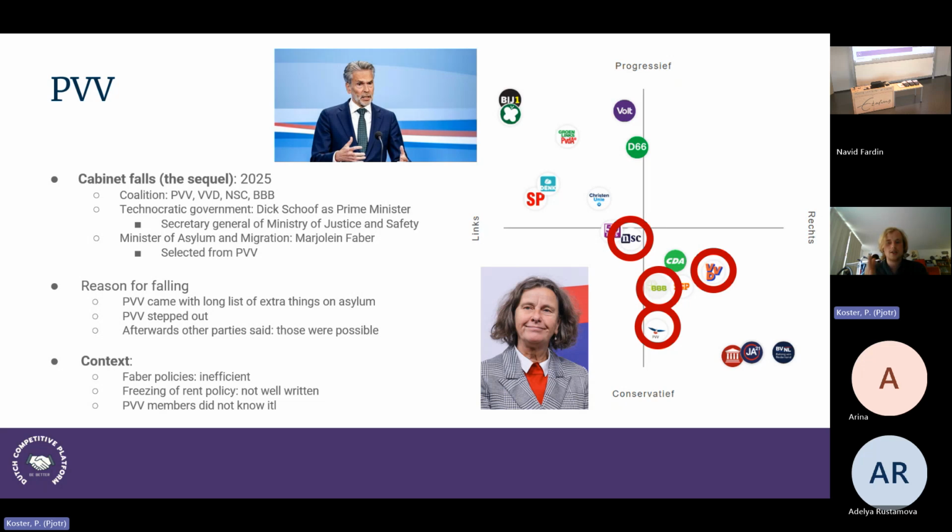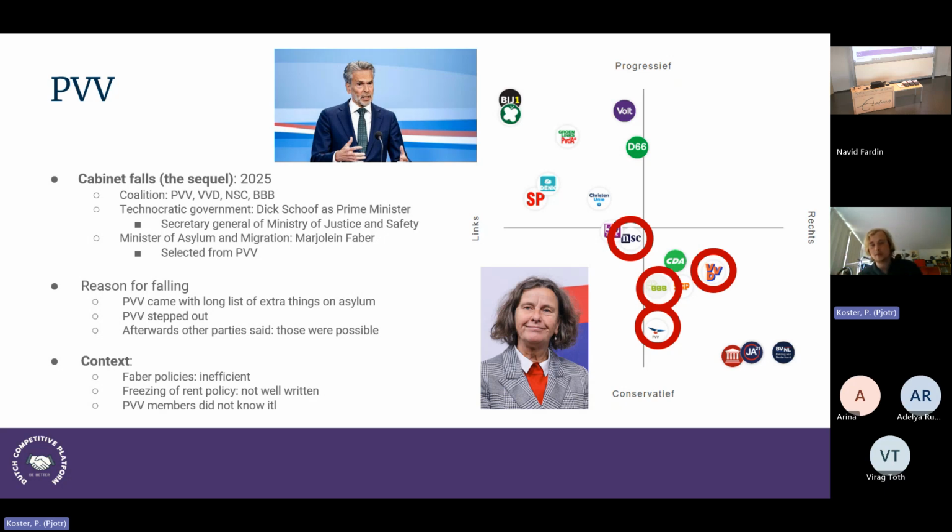So you have a coalition, and the current coalition is more right wing: the VVD, PVV, Farmers Movement, and New Social Contract, NSC. And this is a technocratic government. What this means is you have Dick Schoof as prime minister. Dick Schoof is a person who was not aligned to a specific political party.